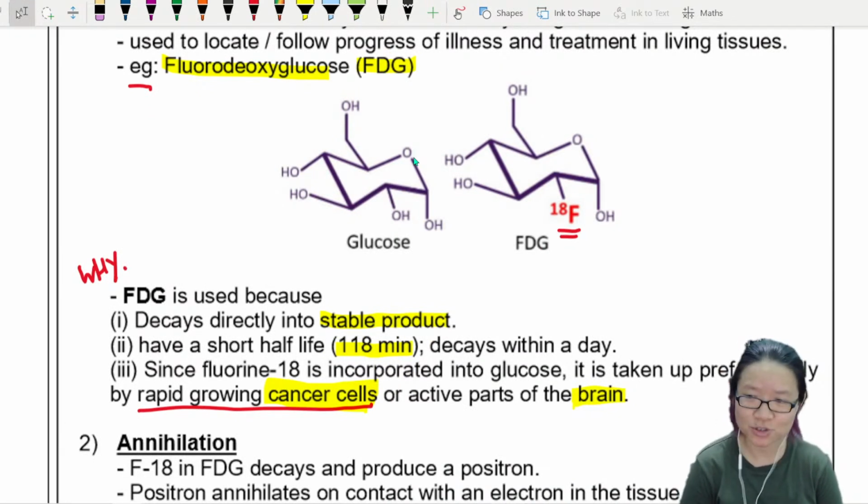MSG. MSG is not a glucose, my friend. I'm not quite sure what is fructose.